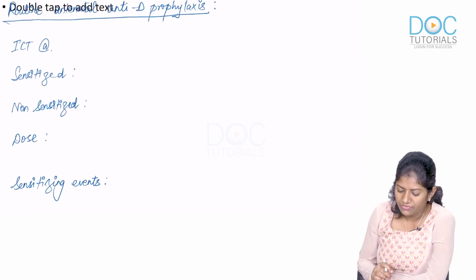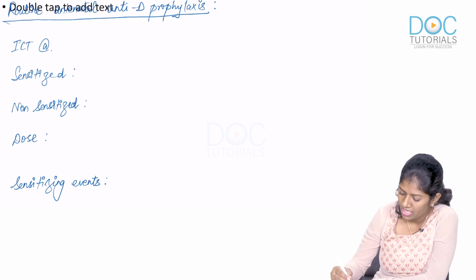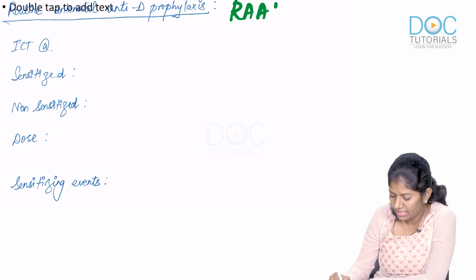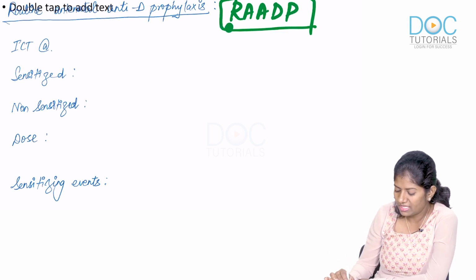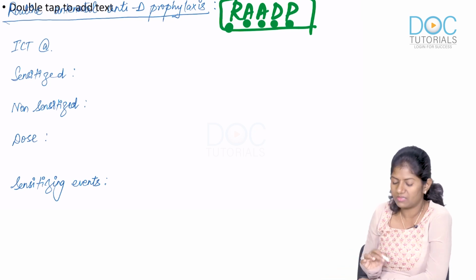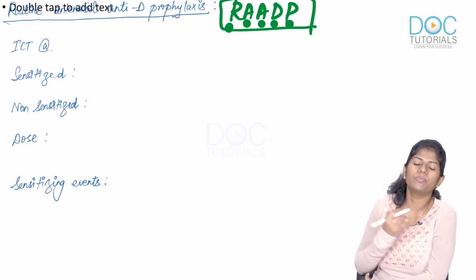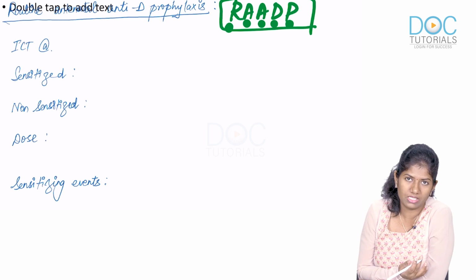Fine. So we'll now discuss routine antenatal anti-D prophylaxis. In short, we call it RAADP. What is RAADP? Routine antenatal anti-D prophylaxis. So what would we usually do when a patient comes to us in the booking visit? We usually perform an ICT, right?